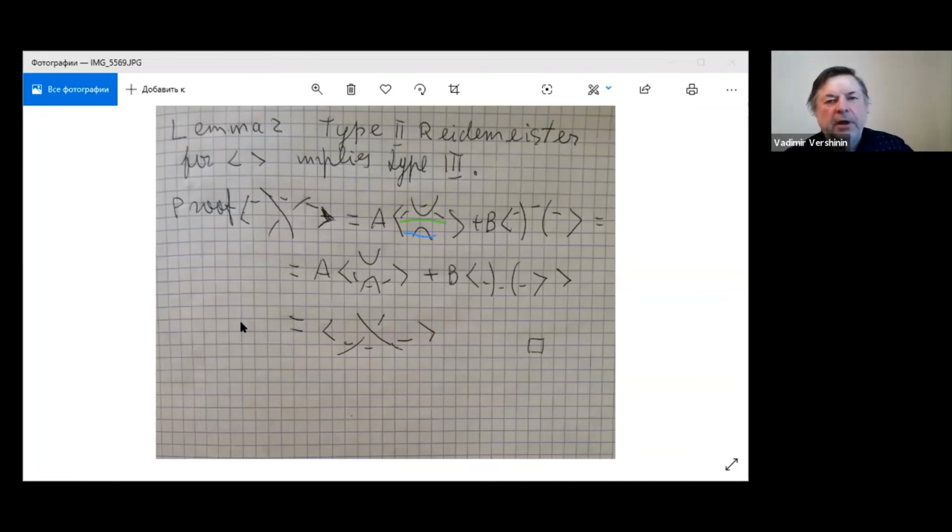invariance under regular isotopy. Why is it called regular isotopy? Because it is not invariant under the first move. So isotopy should be regular in this sense: if you consider this stuff, it's not equal to this. So it's not equal to this.